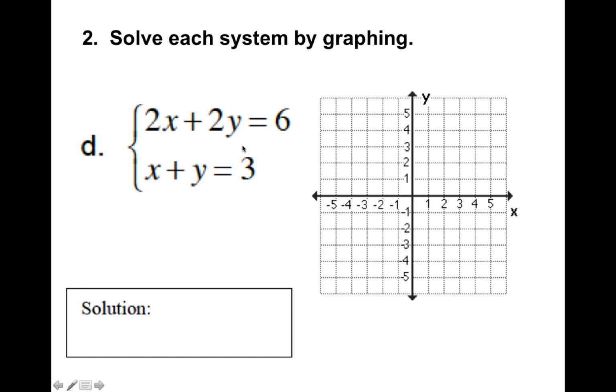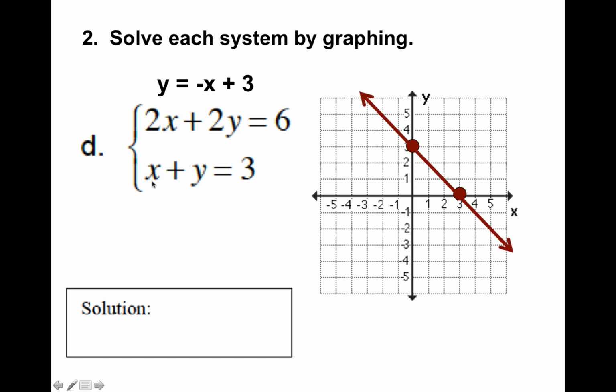For part D, if you solve for y, you would minus the 2x and then divide both terms by 2. That should give you y equals a negative x plus 3. So you have a y-intercept of 3, and then you go down 1, right 1, down 1, right 1, down 1, right 1. Draw on the line.